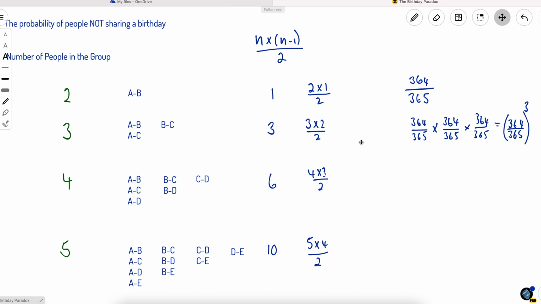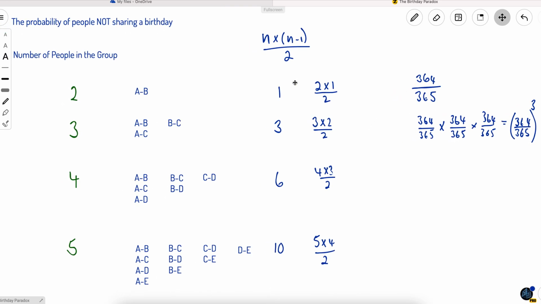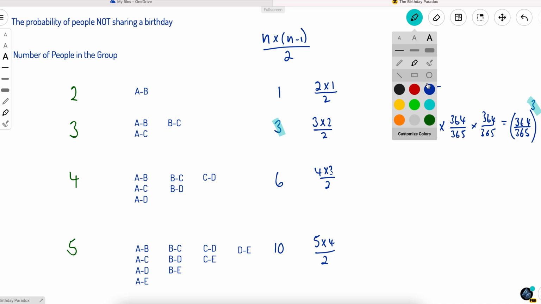So let's go back to our probabilities. So if there are 2 people in the room and 1 comparison, then there's a large probability here that they won't share a birthday. If there are 3 comparisons to be made, we have to multiply that probability by itself 3 times. And obviously in maths we have an efficient way of saying that: 364 over 365 to the power of 3. So you can see that that 3 there is the same as this 3 here. Okay, and this is just to the power of 1.